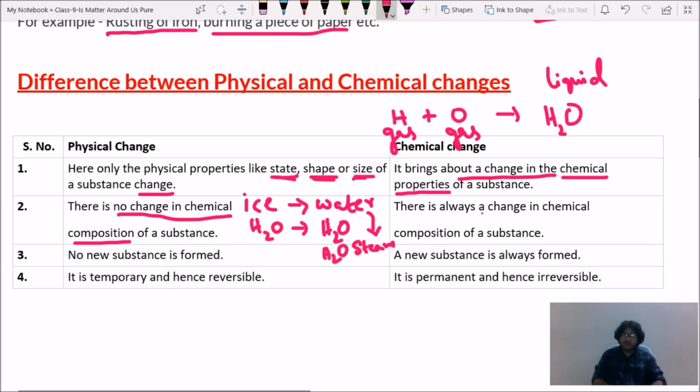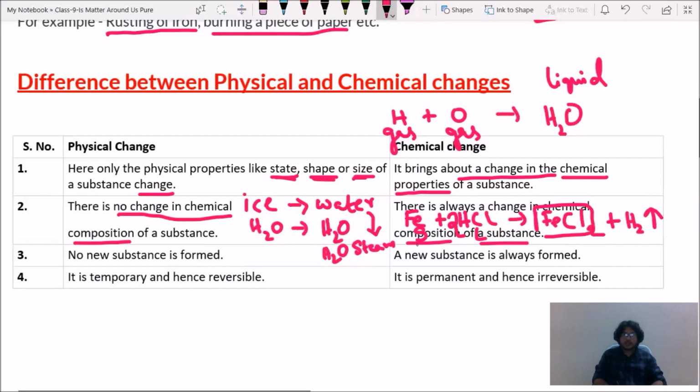And here, there is always a change in the chemical composition of a substance. For example, let us take iron and add it to HCl, hydrochloric acid. Iron is a metal, HCl is an acid. Metal will be in solid state, acid will be in liquid state, and we will get a new compound, that is FeCl2, iron chloride, and hydrogen gas is evolved. If you balance, it becomes 2HCl, FeCl2, and H2.